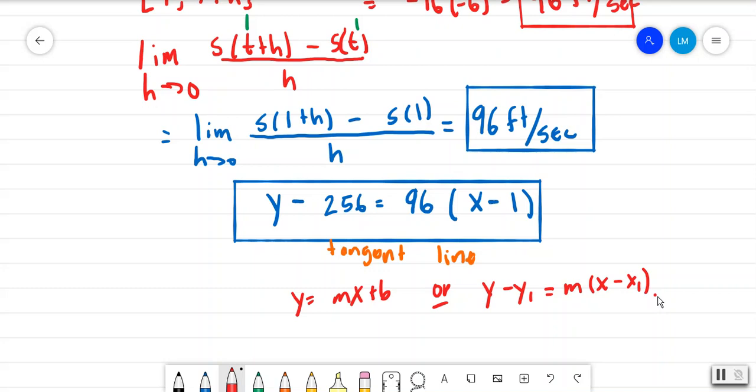So that's going to be it, and this should give you enough of an idea of taking a limit.